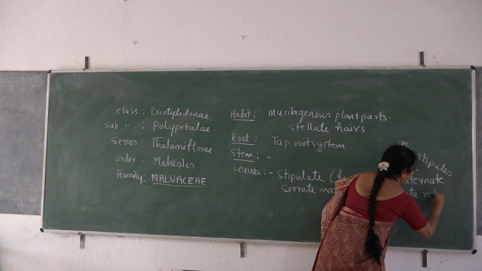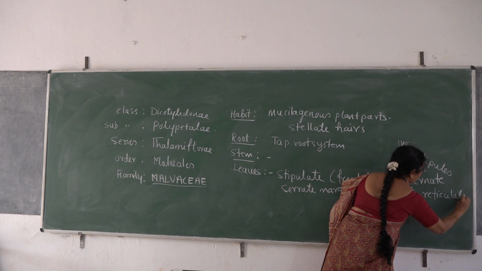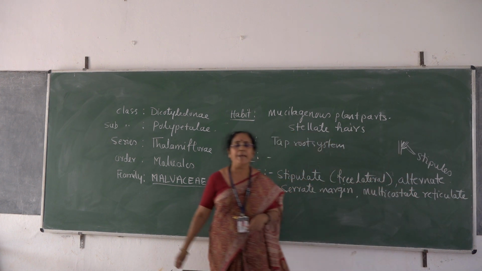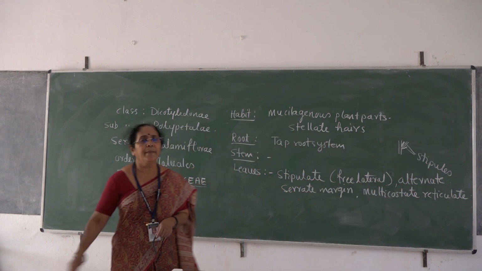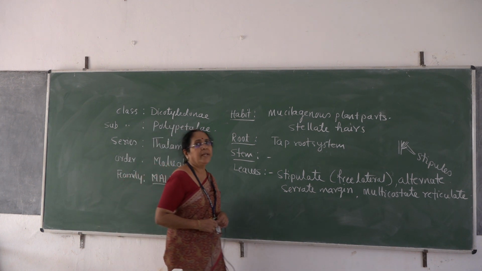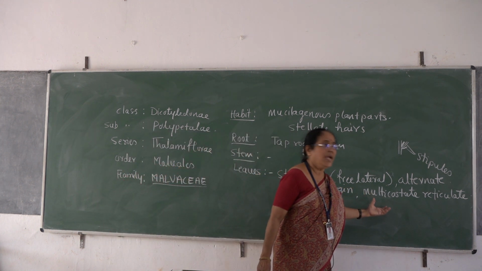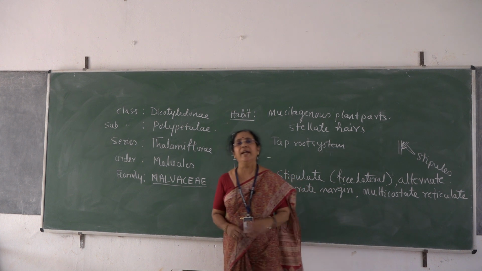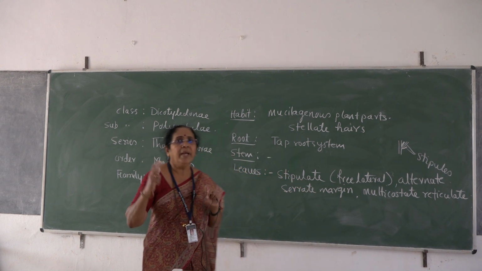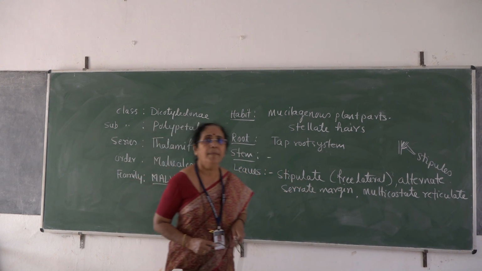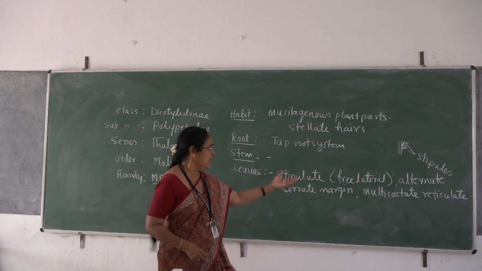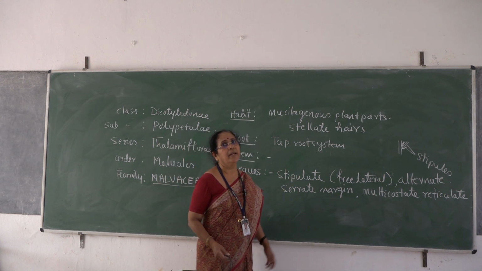Multicostate reticulate kind of venation means the leaf or the lamina is traversed by more than one equally strong midrib-like structures. And this is multicostate reticulate type because reticulate is the basic type of venation found among the members of all dicotyledonous families, but here it is multicostate reticulate in nature.